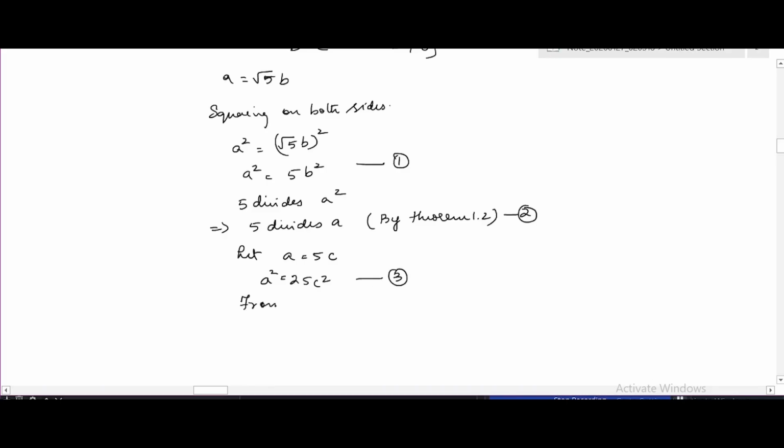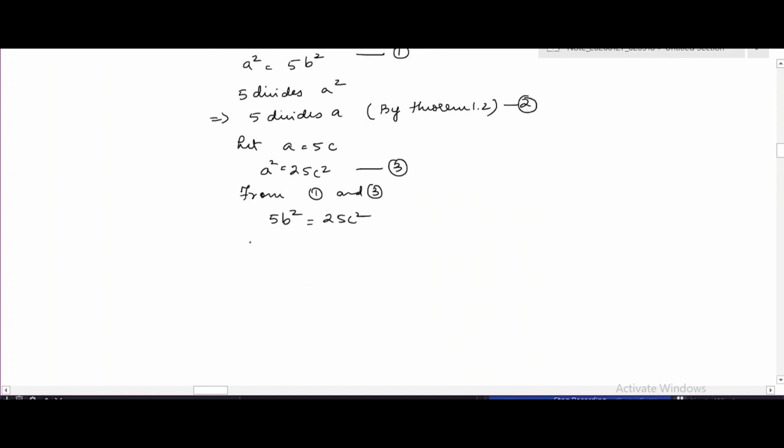From 1 and 3, I'll just equate the right hand side. 5b squared is equal to 25c squared. So it is very easy for you to remember, children. Once you sit and analyze, you do your practice once or twice, you will get it. So b squared is equal to 5c squared. Again here 5 divides b squared, which implies 5 divides b.